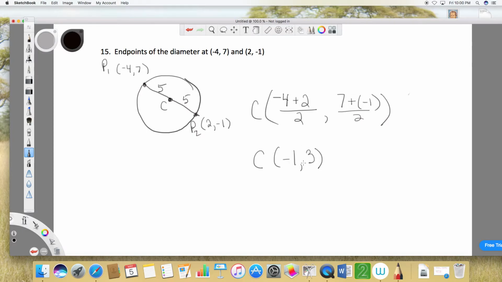So with this location of the center, with a radius of 5, we can easily write the equation of the circle. When I subtract a -1, we write it as addition. And I've got y minus 3. Don't forget to square the radius, and I get 25. And so there's the equation of my circle and the answer for this problem.